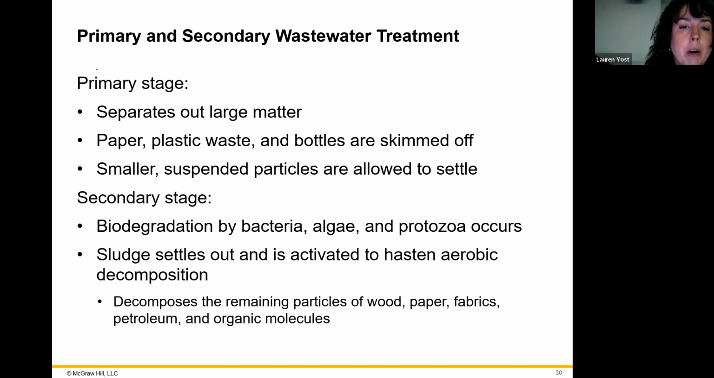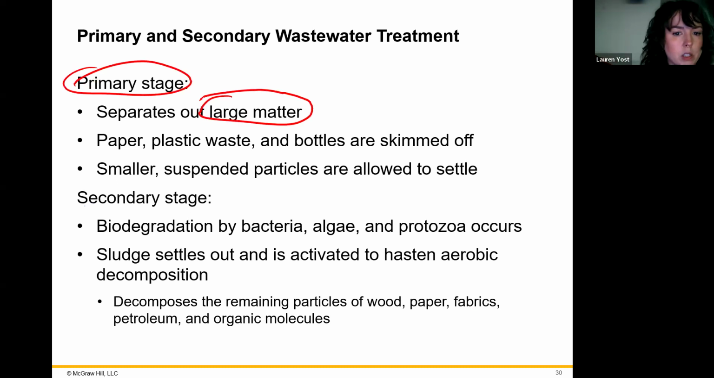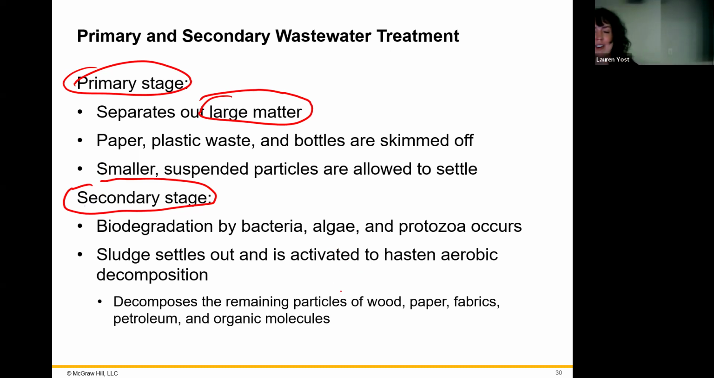So in our primary stage, we're going to get rid of our large matter. That makes sense. Bottles and large matter, poops. Then we have the secondary stage. This is biodegradation by bacteria and other organisms. And then we have settling of something called sludge. I don't even know how to describe that. I mean, I guess it speaks for itself, right?